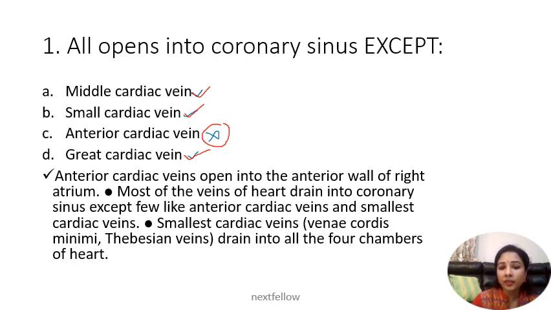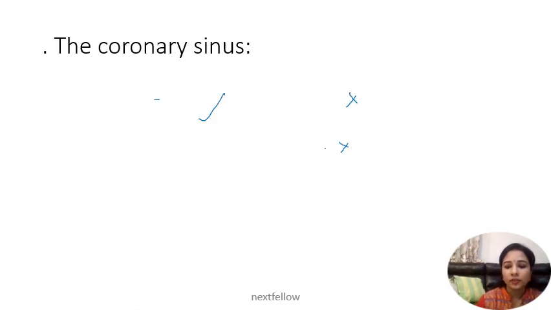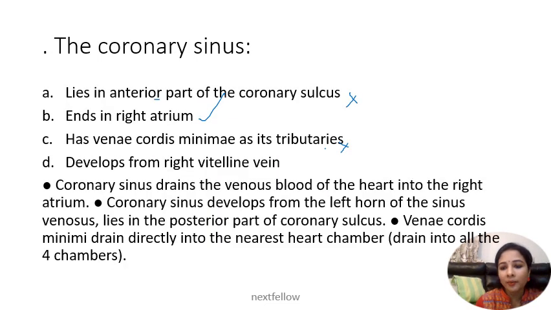So most of the veins of the heart drain into the coronary sinus except the anterior cardiac veins and venae cordis minimi, or small cardiac veins. The smallest cardiac veins drain into all four chambers of the heart. So that is about the venous drainage of the heart and its MCQs.